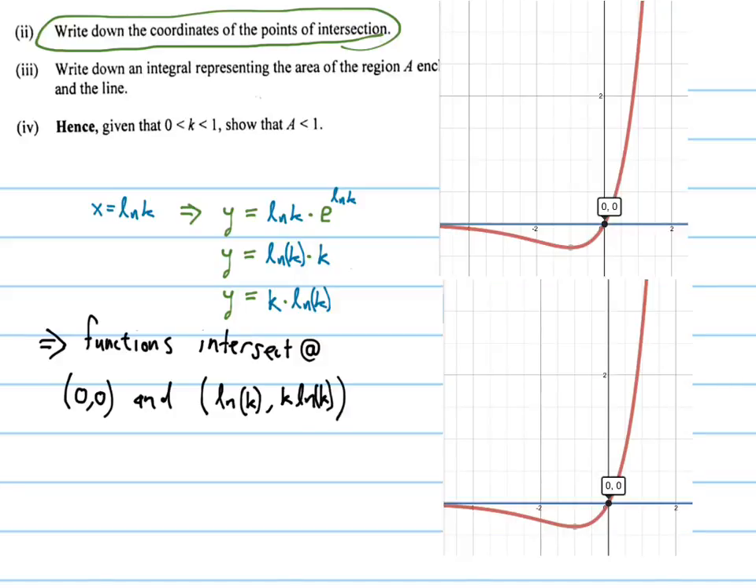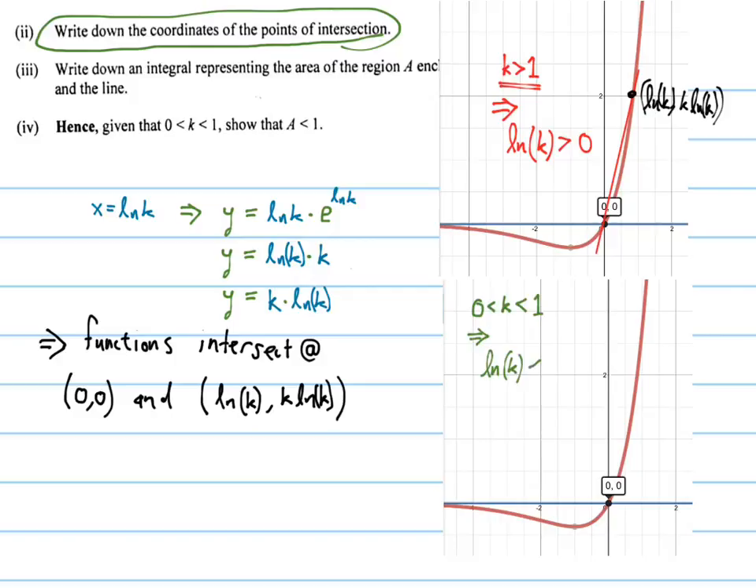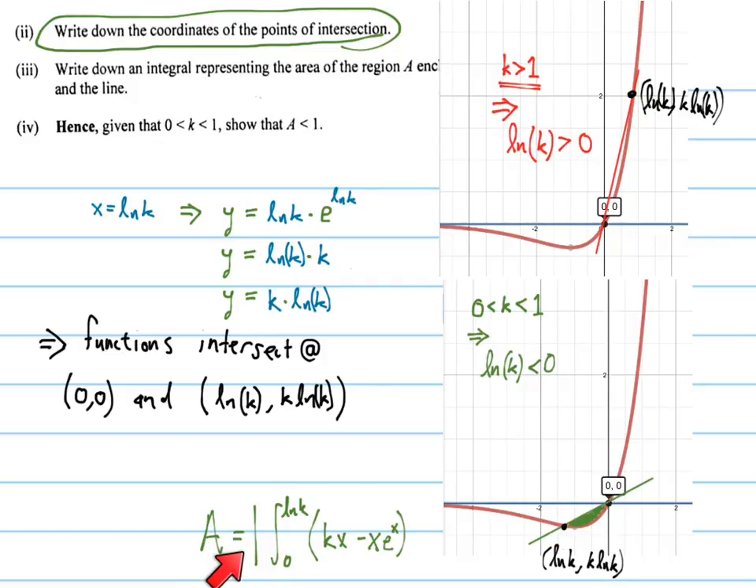That creates two unique scenarios. If k happens to be bigger than 1, then the natural log of k is going to be positive. If the natural log of k is positive, then we're going to have intersections to the right of the origin, and that's going to give us one area algorithm, because the natural log of k is bigger than 0. However, if k happens to be between 0 and 1, the natural log of k turns out to be negative. And if the natural log of k is negative, then our point of intersection is to the left of the origin. So, to account for the area between two curves, we can simplify by using absolute values.